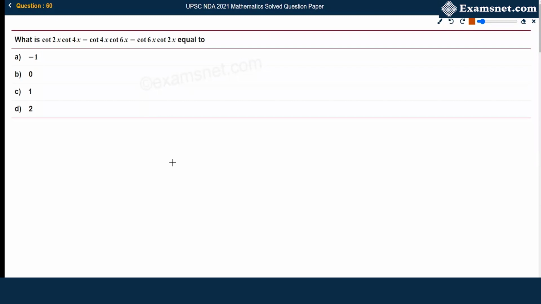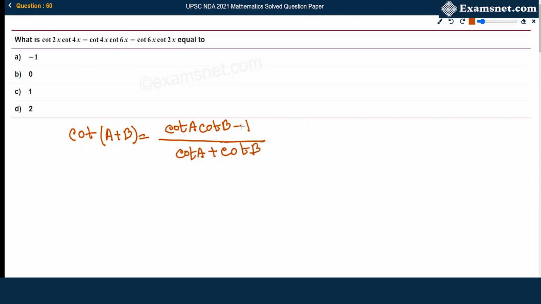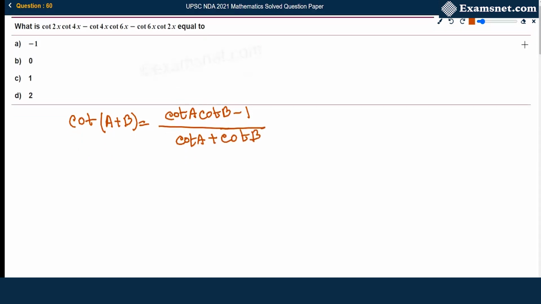In question number 60, we are given the expression cot 2x cot 4x minus cot 4x cot 6x minus cot 6x cot 2x, and we are required to find the value of this expression. Okay, so first let me tell you one of the most important formulas, cot of A plus B equals cot A cot B minus 1 by cot A plus cot B. We are going to use this formula in some step. Let me write the given expression first.